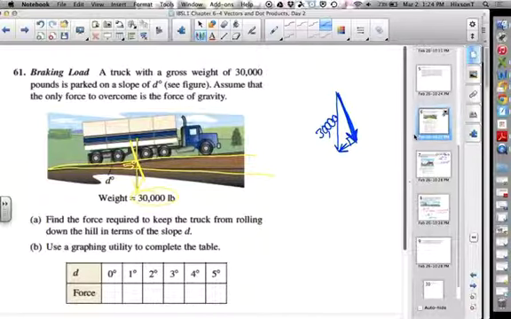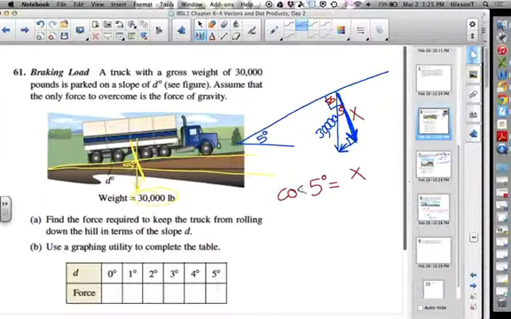Now, we need to make sure we get our angle in the right spot as well. Here's our hill, and with the horizontal that makes a 5-degree angle. This is 90 degrees, so that's 85. So this little piece here is 85, and that means the 5 is right here. It's crucial that you get that angle in the right spot or else you'll get your sides swapped. So we want this force right here.